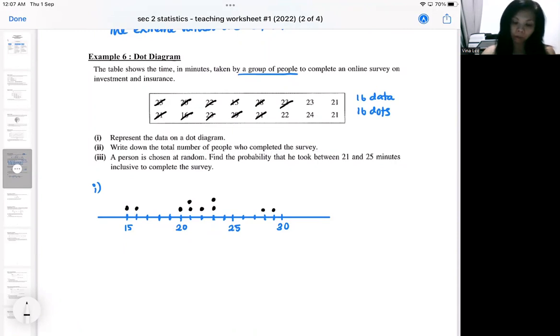And then 23, one dot. 22, dot. Then 23, one more dot. 24, one dot here. And a double 21. So you make sure that there are 16 dots because there are 16 data. So write down the total number of students. So the total number of students will be 16 students.